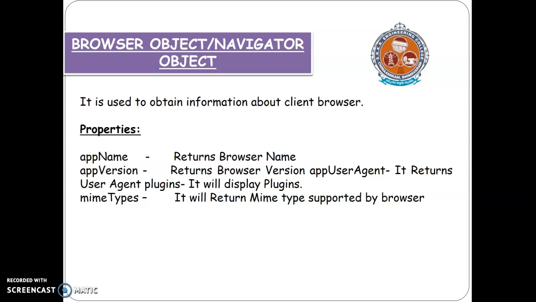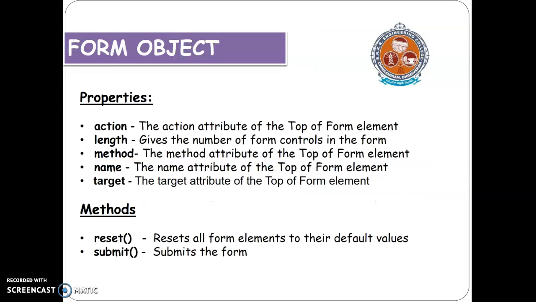Properties. appName returns the browser name. appVersion returns the browser version. userAgent returns the user agent. plugins will display the plugins. mimeTypes will return the MIME types supported by the browser. Generally, MIME types are used for emails.